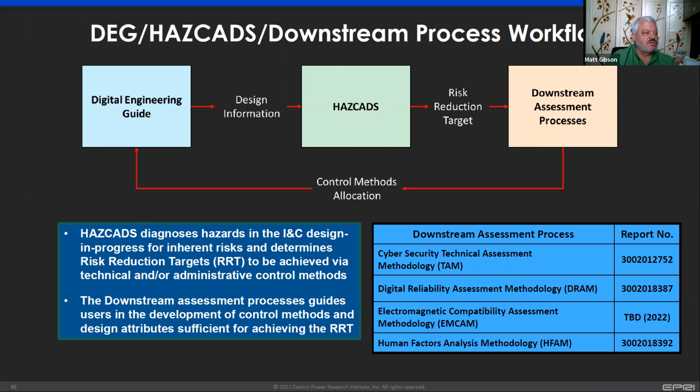Our digital engineering guide, which you saw earlier, creates the design. We bring that information to HAZCAD, and we do hazard analysis on it. The downstream processes take those risk reduction targets, which are based on that sensitivity analysis, along with the insights that come through doing the hazard analysis. Downstream processes then find loss scenarios of why this would happen, what element of the design would cause this. It creates control methods, which are implemented as requirements, and it iterates back into the digital engineering guide process. So systems engineering is very iterative.